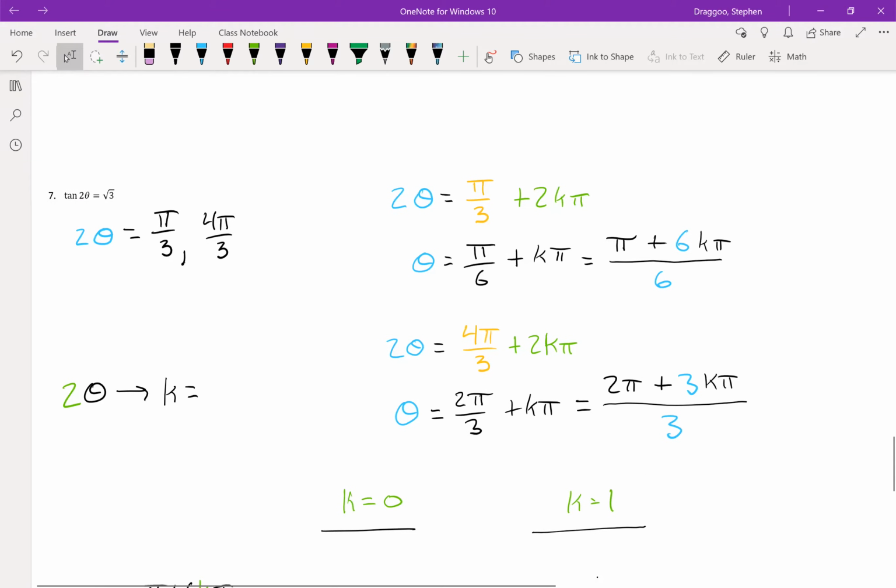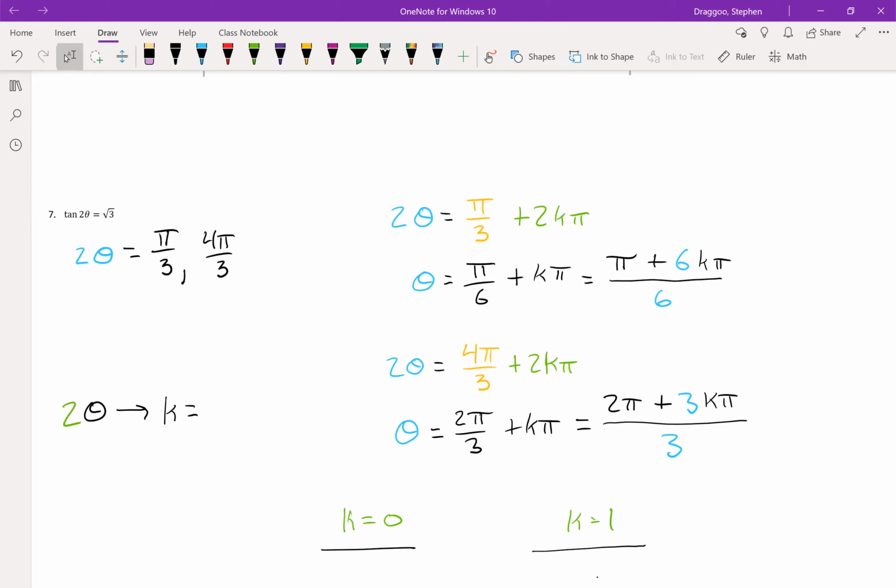All right, in that next problem, I have that the tangent of 2 theta is equal to the square root of 3, which means that 2 theta is equal to pi over 3, or 4 pi over 3. Bring that over to the right side, and I'll solve each of those equations. And then we'll also get a common denominator, getting the equations pi plus 6k pi over 6, and 2 pi plus 3k pi over 3.